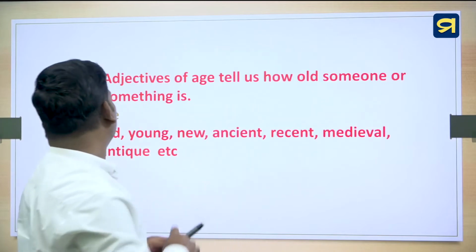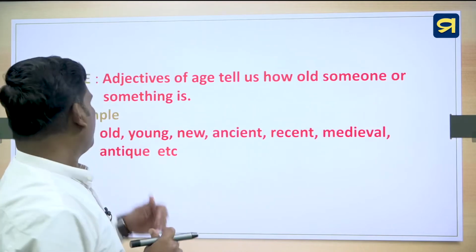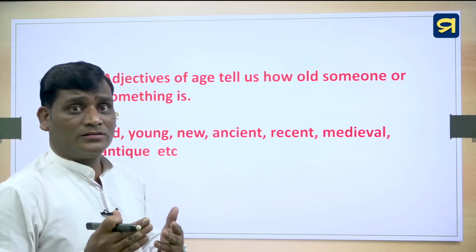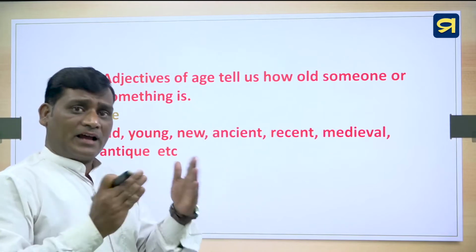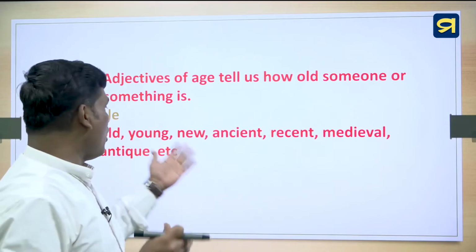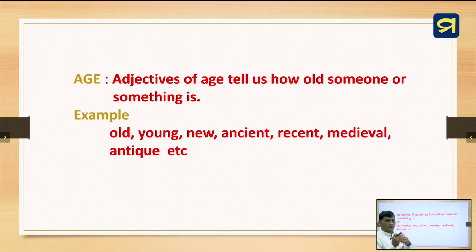Next slide. Age, another category. Adjectives of age tell us how old someone or something is. In other words, we can say it tells us time. Look at the examples: old, young. These are the life position. New, ancient. Very old incidents are ancient. Recent, present incidents. Recent, medieval, antique. It refers to the time, used for the past. These are the adjectives that come under the category of age.